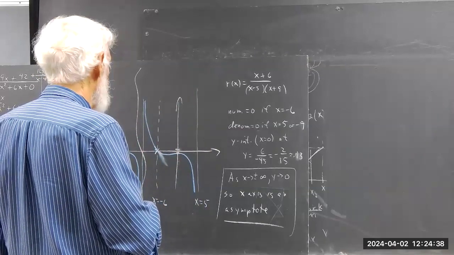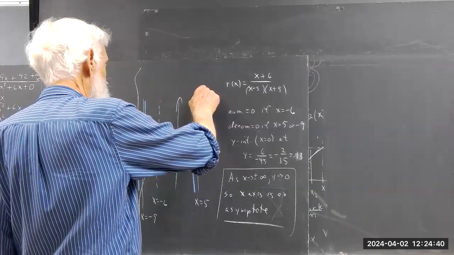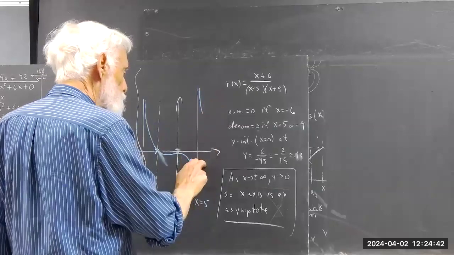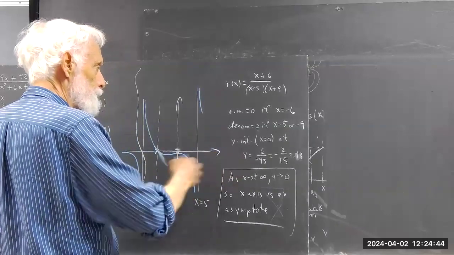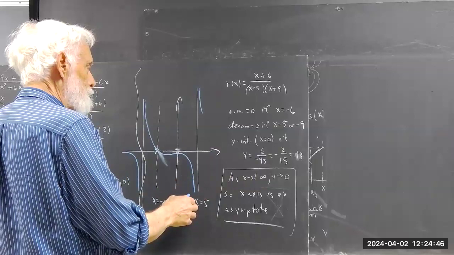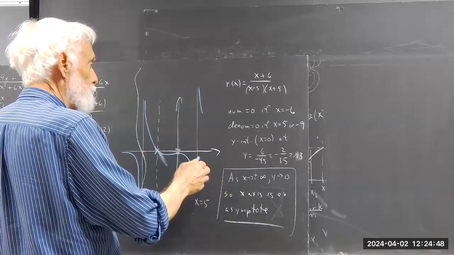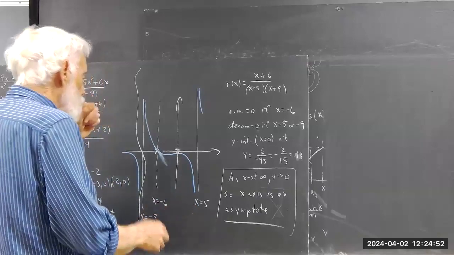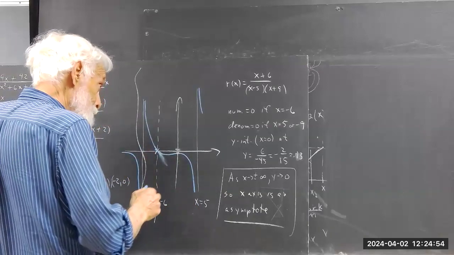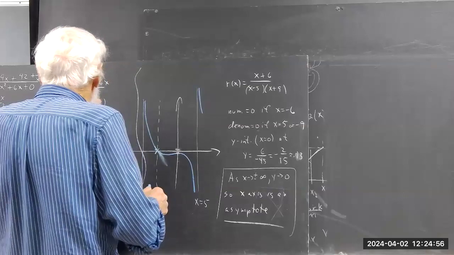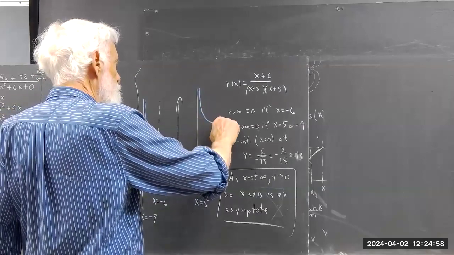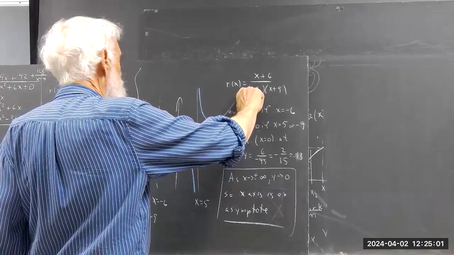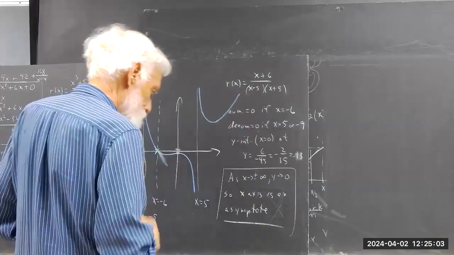And then we're going to have a vertical asymptote on this side. It can't go through the x-axis because there are no x-intercepts to the right of x equals 5. And the last thing steps, negative 6. Come down here and we go on back up. Now, that was wrong.